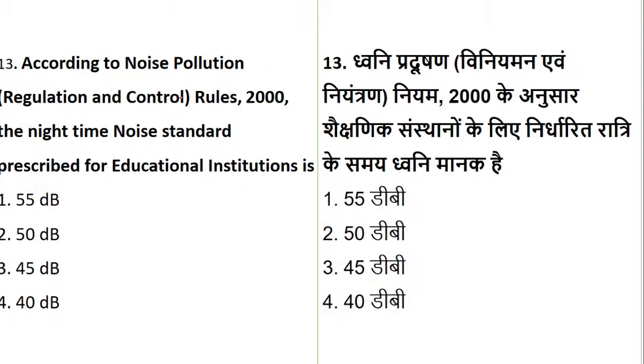Now we did this question yesterday. I gave you the table, so let me see whether the table has been revised, or whether you remember it or not. According to the Noise Pollution Regulation and Control Rules 2000, the nighttime noise standard prescribed for educational institutions is what? Questions like that can be made out of the table which I gave you yesterday. The options given are 55, 50, 45, 40 decibels.